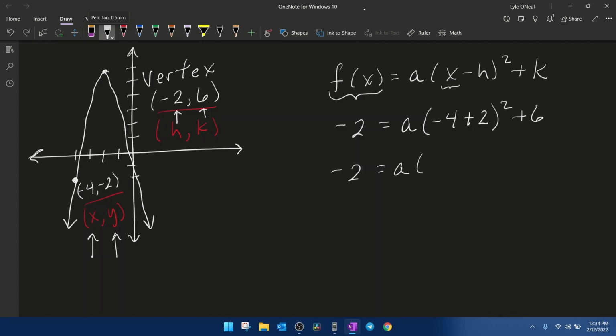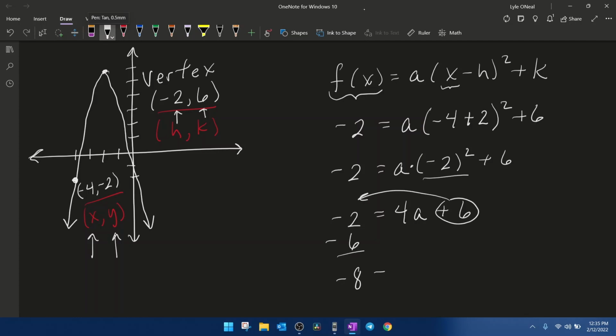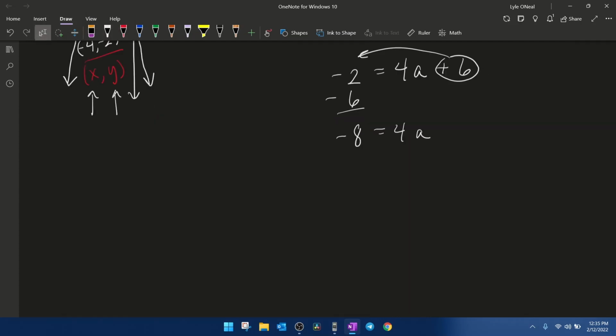Okay, so following PEMDAS, the order of operations, we're going to do what's in the parentheses first. And then exponents. 2 squared is 4. Now, since that is indicated multiplication, knowing that multiplication is commutative, I can write it as 4a. Order doesn't matter. And then I'm going to move the 6 over to isolate the term with an a, giving me negative 8 equals 4a. And the last step, if we divide both sides by 4, we can see a is negative 2.